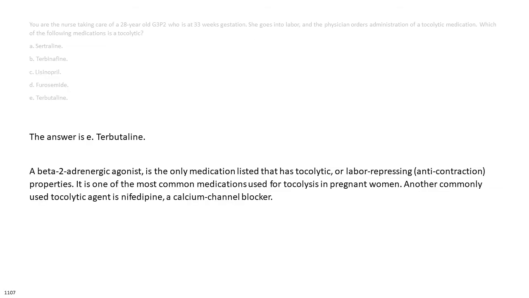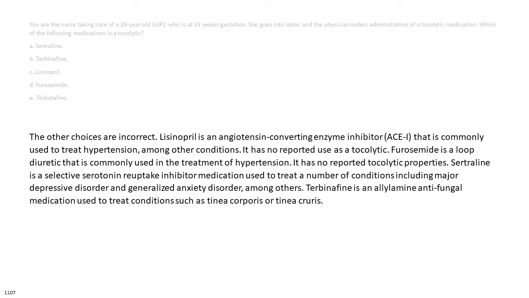The answer is E. Terbutaline, a beta-2 adrenergic agonist, is the only medication listed that has tocolytic, or labor-repressing, anti-contraction, properties. It is one of the most common medications used for tocolysis in pregnant women. Another commonly used tocolytic agent is nifedipine, a calcium channel blocker. The other choices are incorrect.